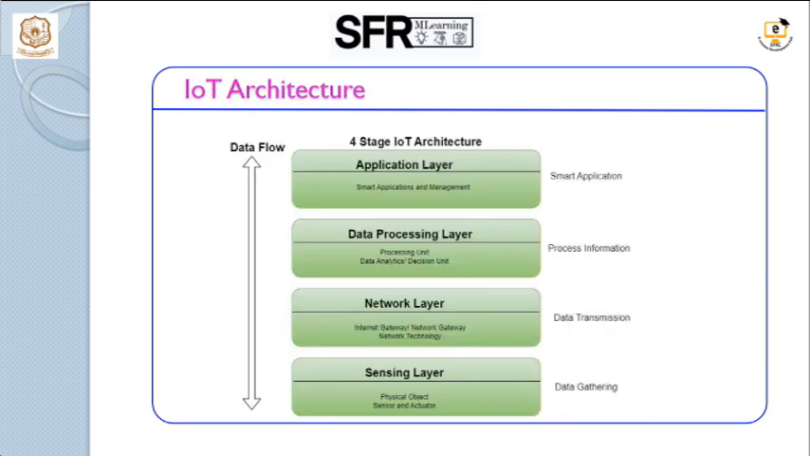Now, let's get into the IoT architecture. Just like the OSI architecture in networks, IoT architecture is made up of 4 layers. The first one is the sensing layer, which helps us to gather the data from the user or from the real world. The next one is the network layer, which helps us to transmit the data from the real world to the next layer. The third one is the data processing layer. Here the fetched data will be processed and we can get information from it. And the last one is the application layer. From here we can interact with the real world application.